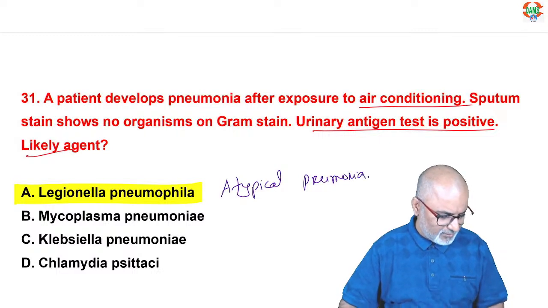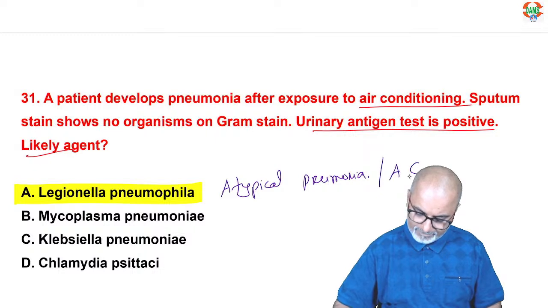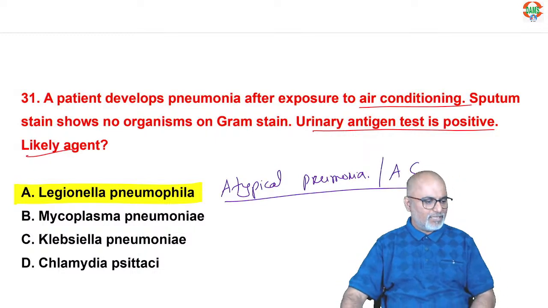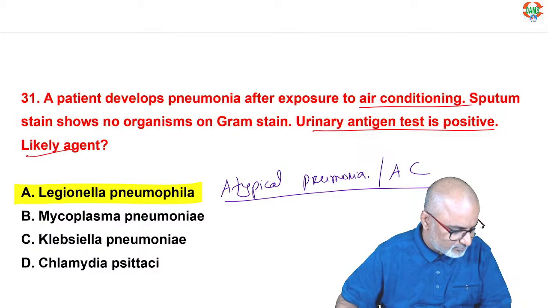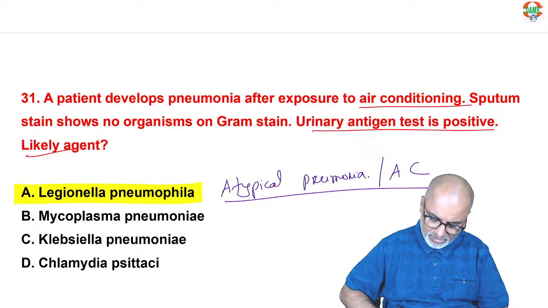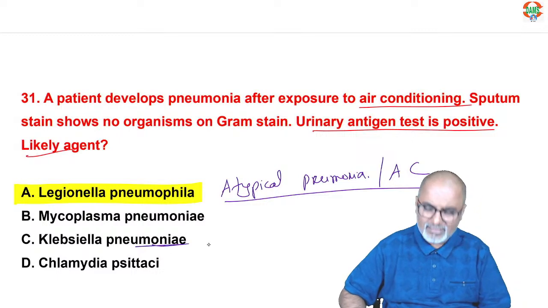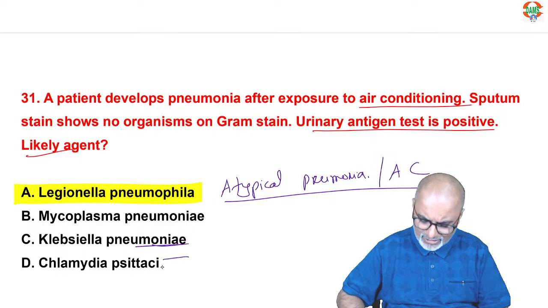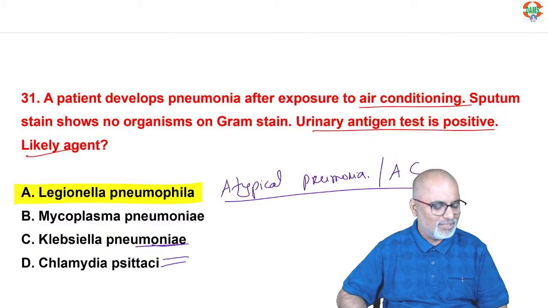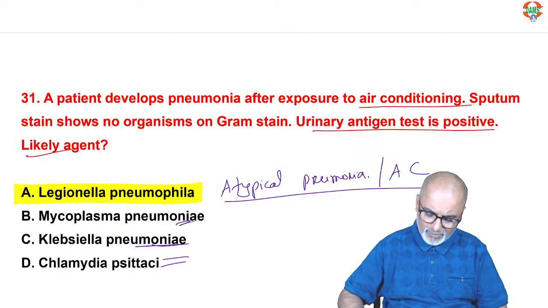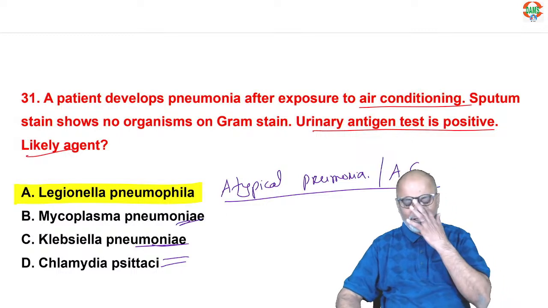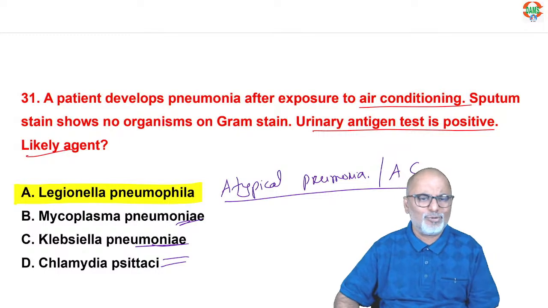Atypical pneumonia from air conditioners. Got it? Klebsiella is gram negative. Chlamydia psittaci causes parrot fever. The most common cause of atypical pneumonia is Mycoplasma pneumoniae. It produces fried egg colony. Learn some points about it. That's all.